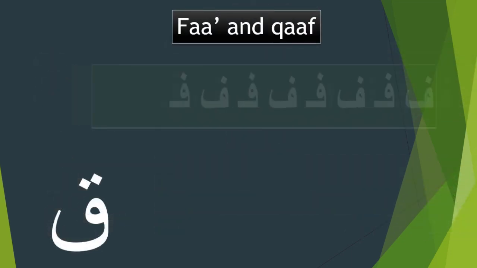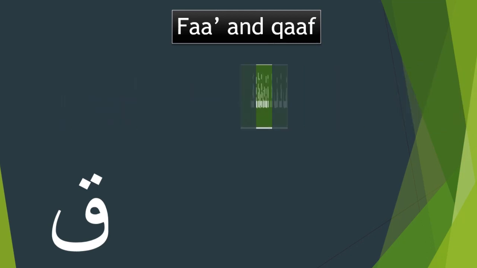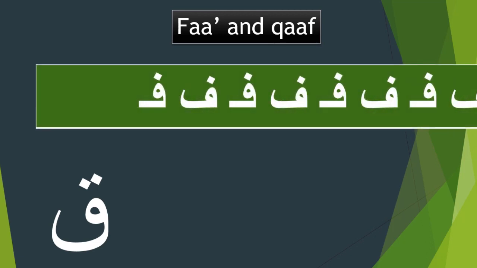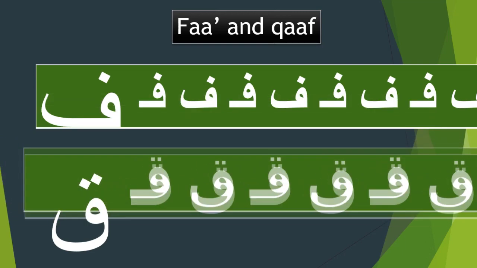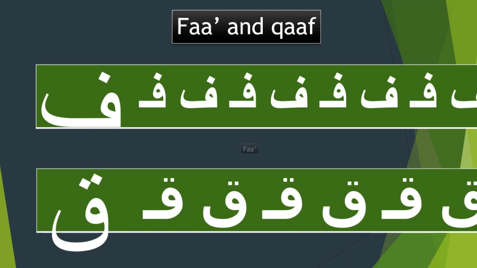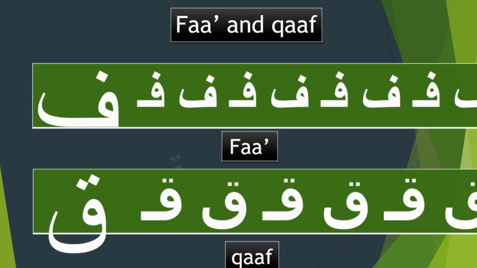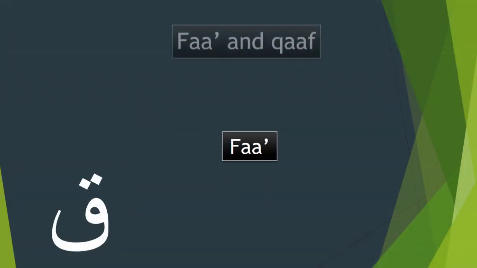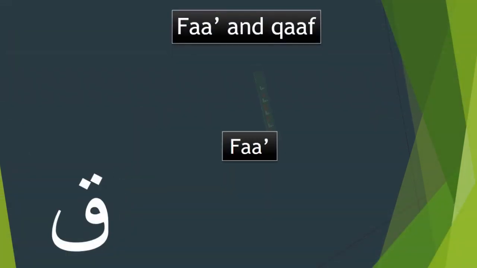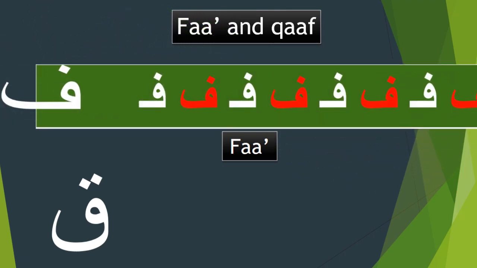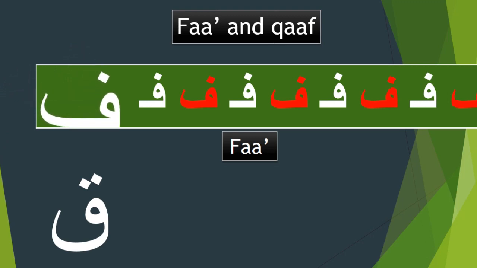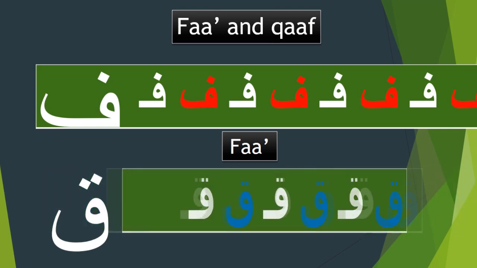Fa and qaf. The fa and qaf share the same short form, but their long forms are different. Their short form rests on the writing line. The fa has one dot, while the qaf has two. The long form of the fa is elongated and rests on the line, whereas that of the qaf starts just above the line and then descends beneath it, forming half a circle.